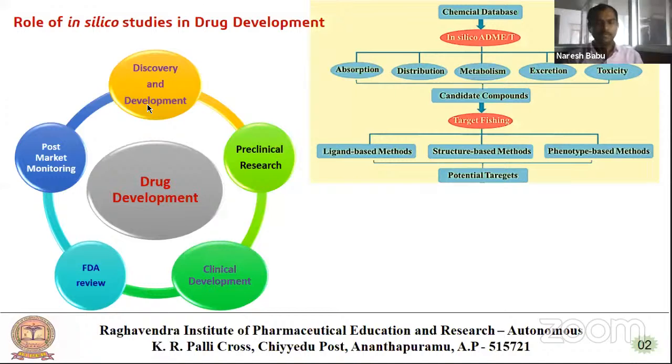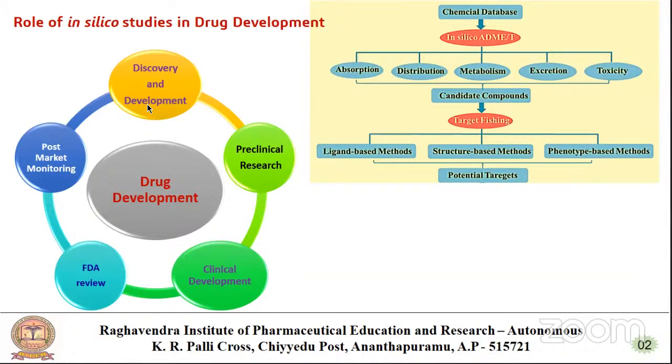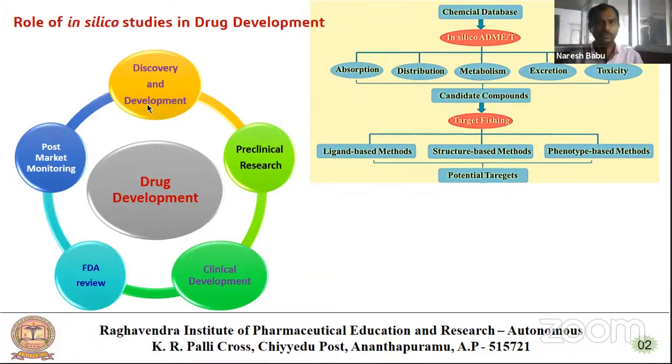Different chemical databases are there to get most of the physicochemical properties and the ADMET properties, that is absorption, distribution, metabolism, excretion, and toxicity of the compounds. These studies using computational methods focus on finding the lead compound. Once the candidate compound is identified, we go for target fishing, where computational methods involving ligand-based, structure-based, or phenotype-based methods are completely influencing to identify potential targets.